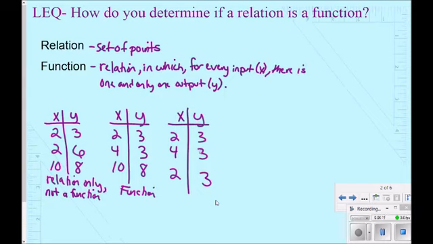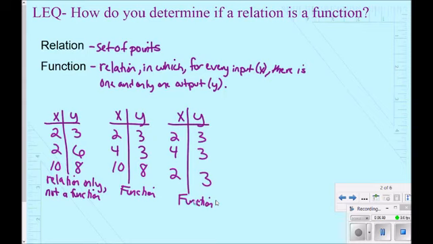So I have 2, 3. I see 2 again. So I'm hesitating. I'm pausing here, but I'm not yet going to say no to being a function. I'm then looking at the y. Oh, it's the same point. It's just written twice for some reason. So that is actually a function, because for every x, we have an x value of 2 and an x value of 4. There's only one y value that goes along with that. So that is a function.